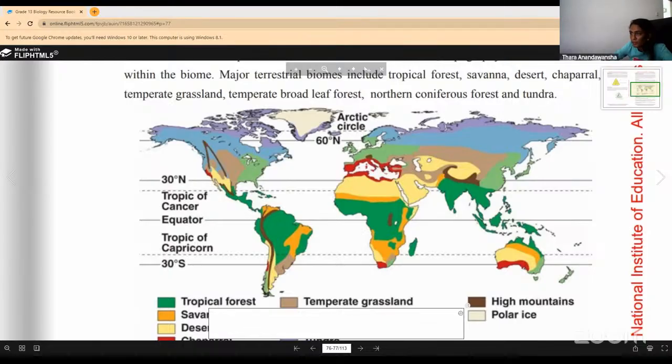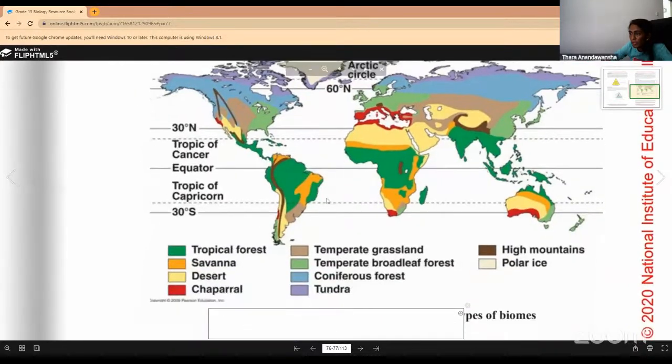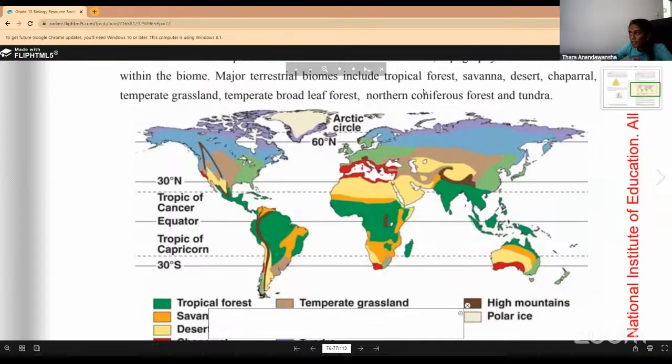Next one, deserts. Deserts is given in yellow color, yes. And tropical forest is given in green color. Yes, correct order. First one, correct order is there. Then we are going to the next one. Tundra, coniferous forest, correct, no? Previous order. Temperate broadleaf forest. Temperate broadleaf forest is in a light green color. Yes, if you come this side, you will meet them.